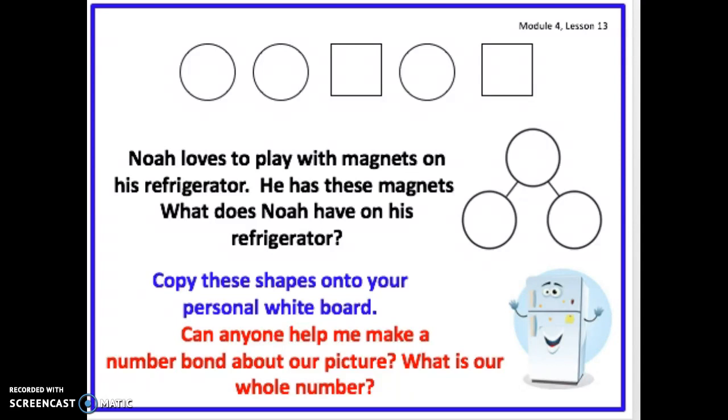Noah loves to play with magnets on his refrigerator. He has these magnets right here on his refrigerator. What does he have on his refrigerator? Very good, these magnets. Can you copy these shapes onto your whiteboard? Pause the video while you draw these shapes onto your whiteboard.